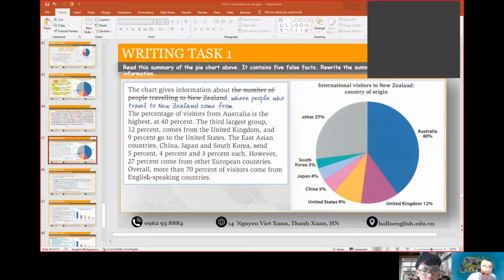Okay. Next, overall, more than 70% of visitors come from English speaking countries. Incorrect. Why? Because we calculate the total of Australia, United Kingdom, and United States only. 40 plus 12 plus 9 is 61%. So we have to change 70 to how many percent? 61%, not 70. Okay, very good. And of course, Australia, the UK and United States are all English speaking countries.